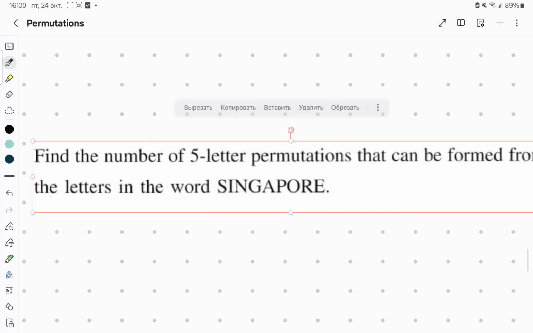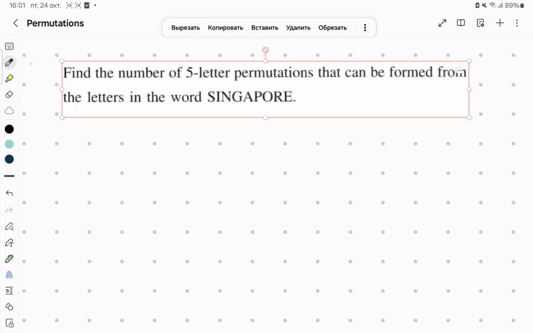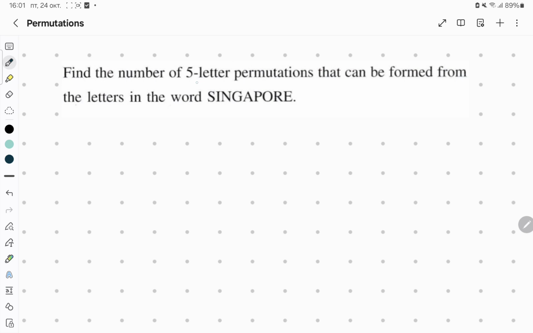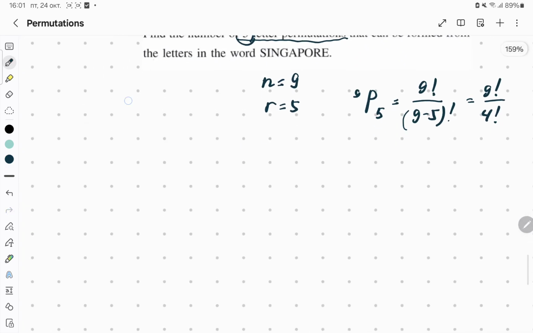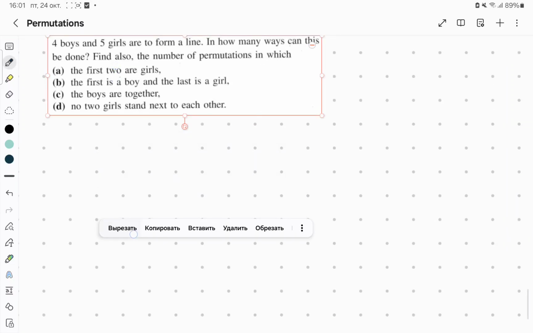So the next question is about the word Singapore. We have the word Singapore, and the question is how many 5-letter permutations can be formed. Since we have to count the number of letters here, there are 9 letters total. So n is equal to 9, and R is equal to 5. So the number of permutations is simply 9 factorial divided by 9 minus 5 factorial, so it is 9 factorial divided by 4 factorial. Done. Now you can calculate using your calculator, and we are shifting to the last question for this video.